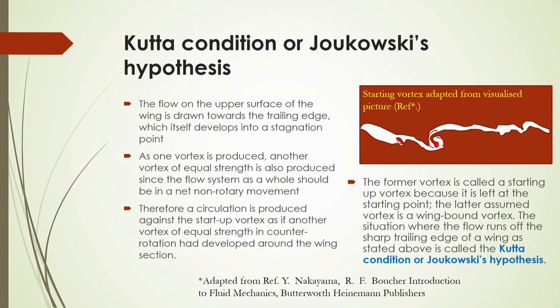How it will be forming is through the vortex and the angular velocity. The important point is that if the angular velocities are such that two circulation cells are coming to each other and forming different directions of angular motion, then there will be formation of some stagnation zone. Now, as one vortex is produced, another vortex of equal strength may be produced, and because of that the flow stream as a whole should be in a net non-rotary movement, that is why.